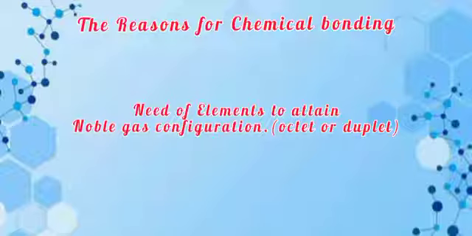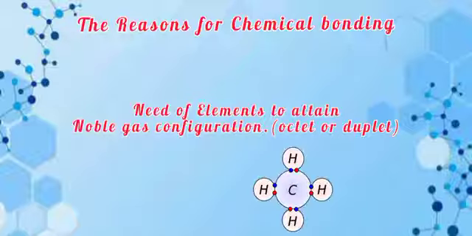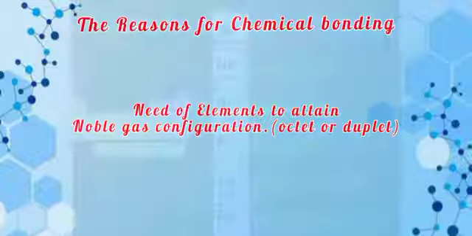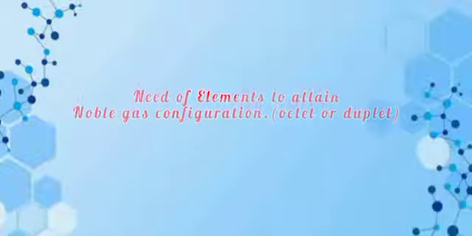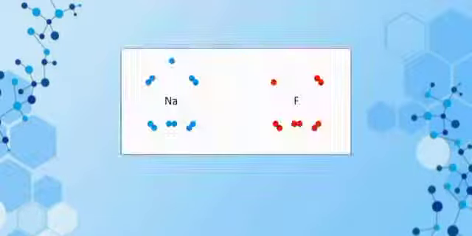One of them is the need for elements to attain noble gas configuration, that is the octet or the duplet configuration. All elements want to be noble. When talking about the noble gases, we are talking about the group 8 elements, that is helium, neon, argon, krypton, xenon, and radon. All elements tend to achieve this noble state by either losing or gaining electrons. And naturally, elements will lose or gain the electrons that favor the least energy.